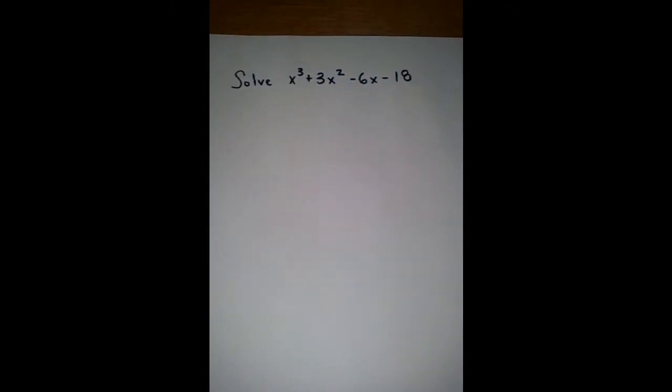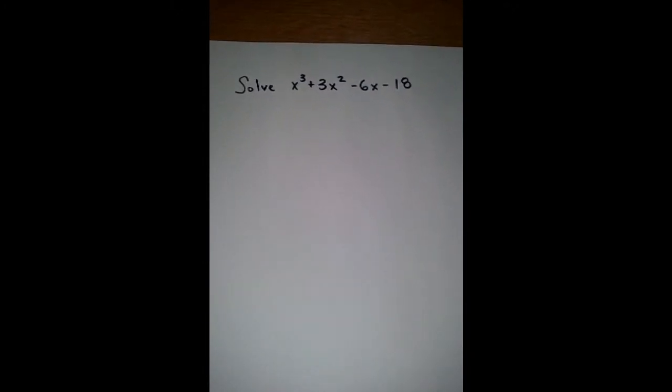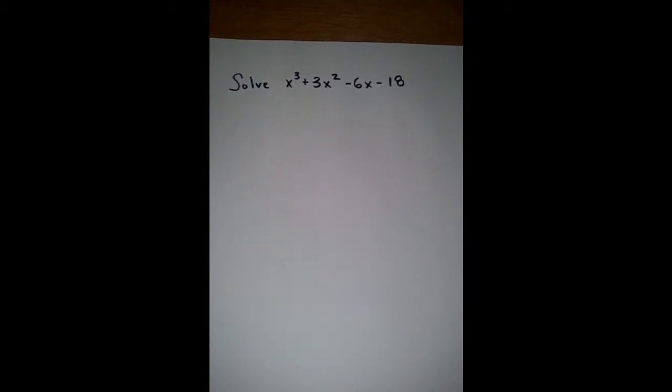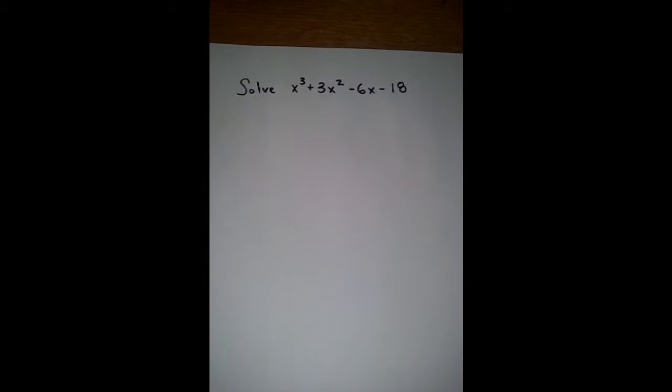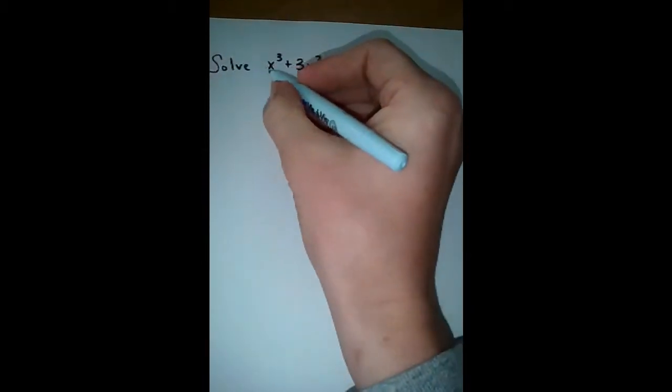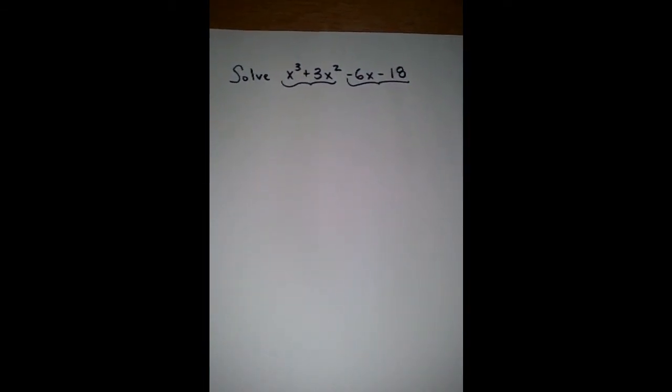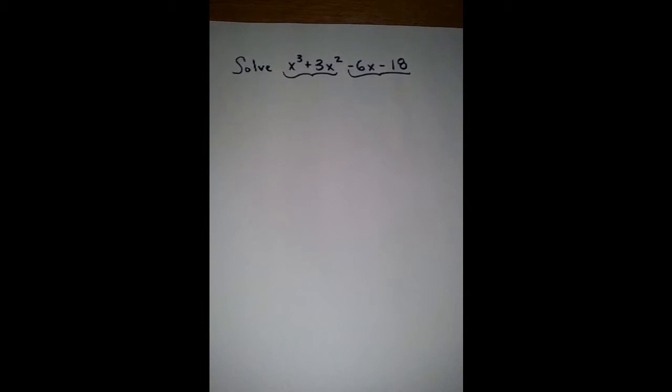In this example, we're going to be solving the polynomial x cubed plus 3x squared minus 6x minus 18. Our first step is to factor this polynomial. Since we have four terms, we're looking at a factor by grouping. Going to group the first two terms and the second two terms, looking for their greatest common factor.